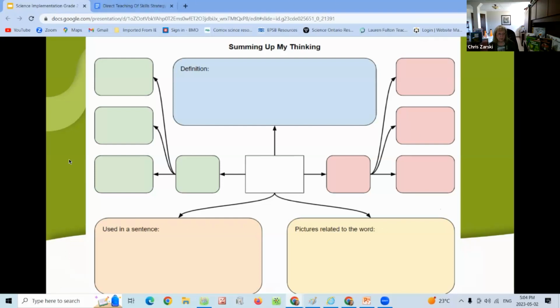I've also included for you sort of a summing up my thinking. Again, sometimes I use this where I may put a word in the center, and now I ask the students to unpack this for me. What have I learned, right? What have I got about this from the center point or center word that we put in there? What have I learned? So it's a way for me to just get a double sense of how well they're performing.